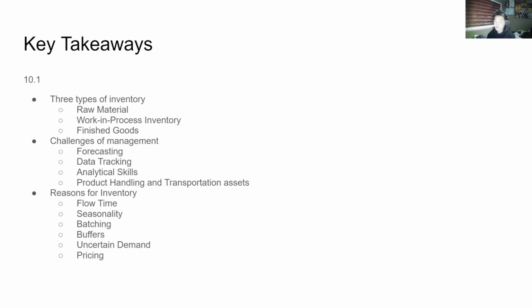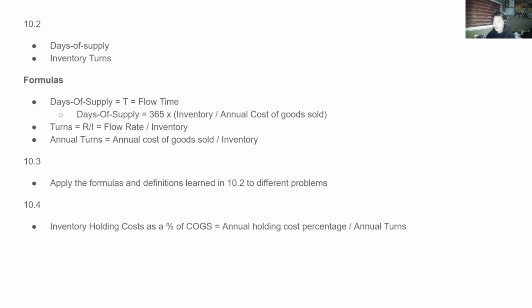And the most important portion of section 10.1 is the very reason why inventory is needed in the first place. We have flow time, seasonality, batching, buffers, uncertain demand, and pricing that all will play a huge part in how you handle inventory. And next, we have 10.2, and you should know the definitions and formulas of the days of supply and inventory terms. Days of supply is going to be the flow time multiplied by the inventory all divided by the annual cost of goods sold.